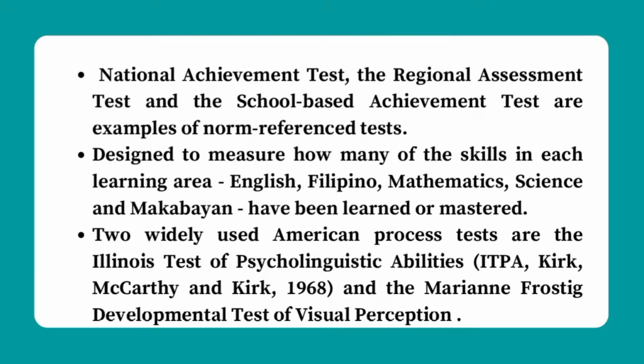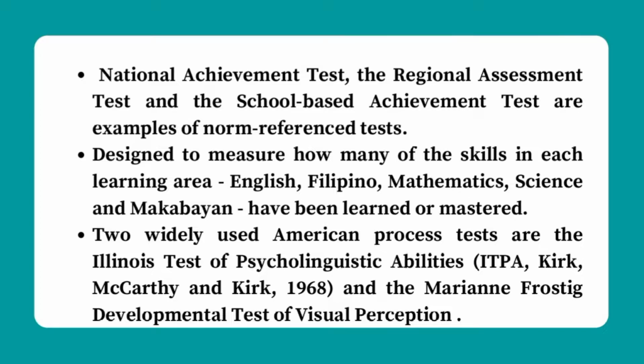These are designed to measure how many of the skills in each learning area, from English, Filipino, mathematics, science, and Makabayan, have been learned or mastered. There are two widely used American process tests. These are the Illinois Test of Psycholinguistic Abilities and the Marian-Frostig Developmental Test of Visual Perception.